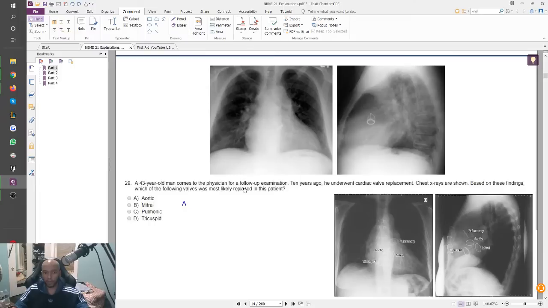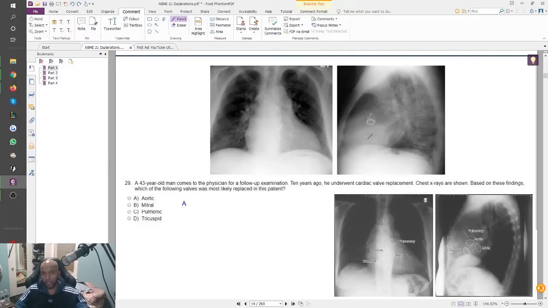43-year-old man comes to the physician for a follow-up exam. 10 years ago, he underwent cardiac valve replacement. Chest x-rays are shown. Based on these findings, where was the valve most likely replaced? So it's just based off of the direction. If it's looking like this, right, that means that blood must be flowing through it. It's right here. You can see it. It's right there. Okay. You can obviously see it much better in the lateral view.